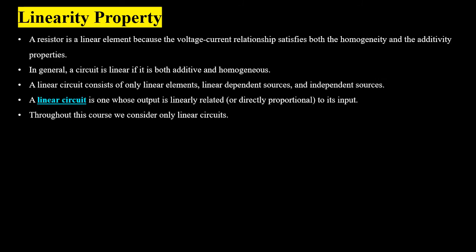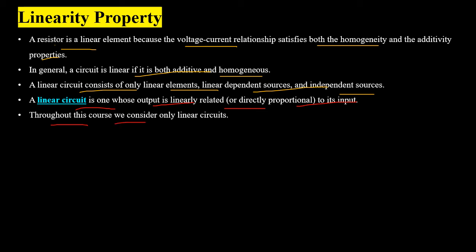Now as the resistor has satisfied the homogeneity and additive properties, a resistor is a linear element. In general, a circuit is linear if it satisfies both the additive and homogeneity properties. A linear circuit consists of only linear elements, linear dependent sources, and linear independent sources. A linear circuit is one whose output is linearly related, or directly proportional, to the input. And throughout this series of circuit analysis lectures, we will study linear circuits.